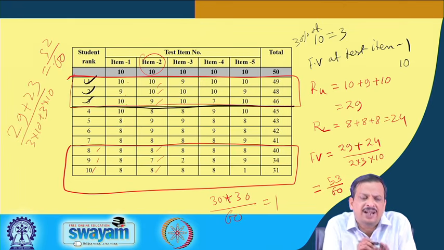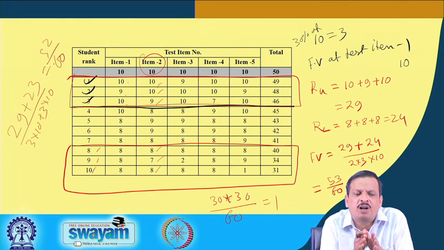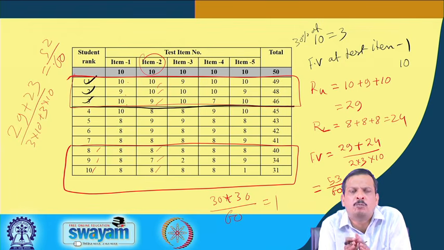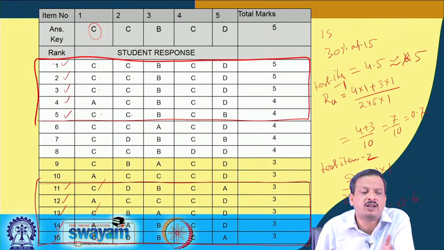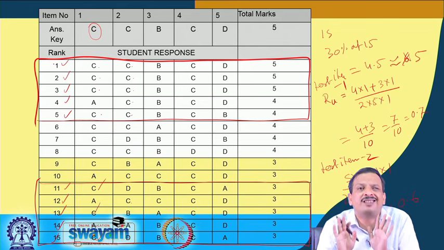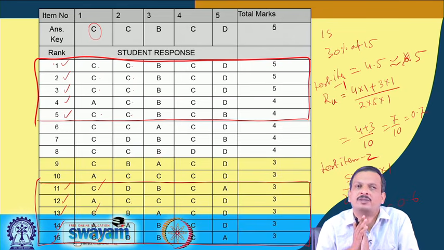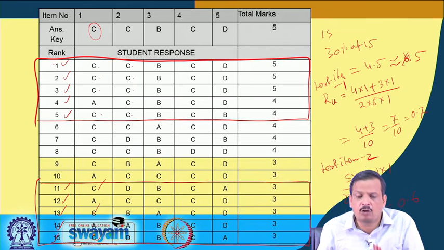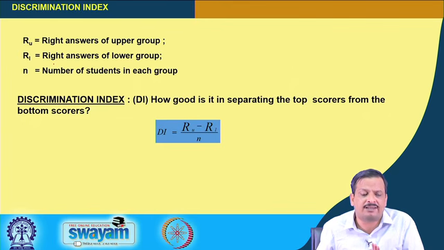Okay. So, you can practice for test items 3, 4, 5. Similarly, here also test items 2, 3, 4, 5. Find out the facilitation value first. Okay, done. Now, I go for the discriminative index.